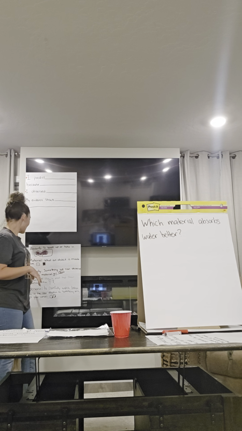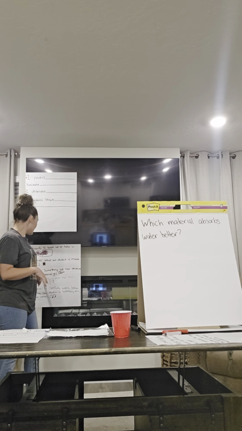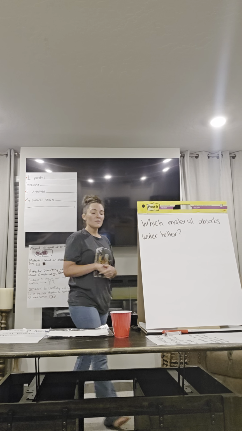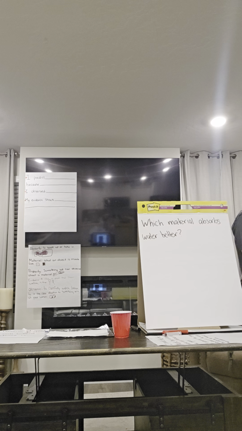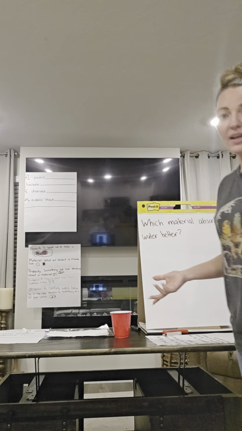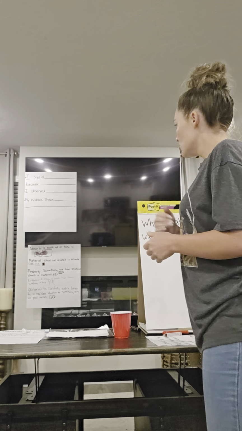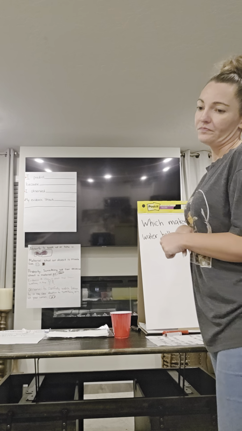Okay, our next one is evidence. Evidence is a clue or proof that shows something is true. Just like any investigator, you can't just say something is a certain way because you say so. You have to have evidence. You have to be able to back it up with proof, right? And so that's what we're going to need. We are going to need evidence to back up our investigation.